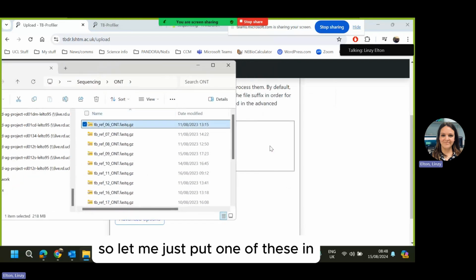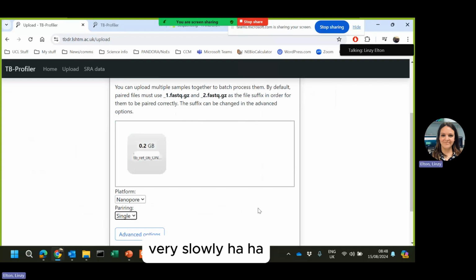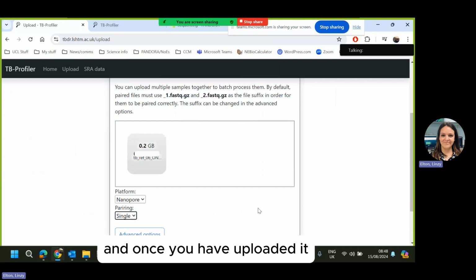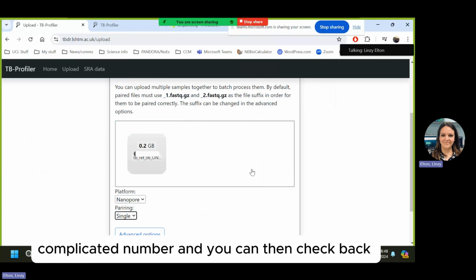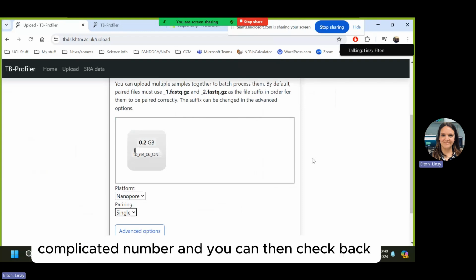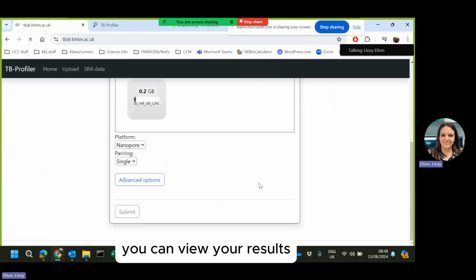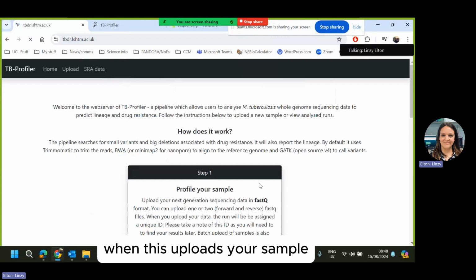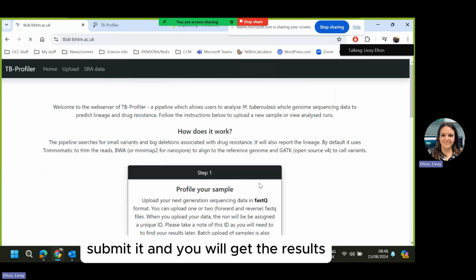So let me just put one of these in. You'll see it will upload very, very slowly. And once you have uploaded it, as I can't be bothered to wait for this, what it will give you is a long, complicated number, and you can then check back. So if you have a look on the home page, you can view your results. So when this uploads your sample, make sure you save that long number, because then you can put your sample ID in, submit it, and you will get the results.